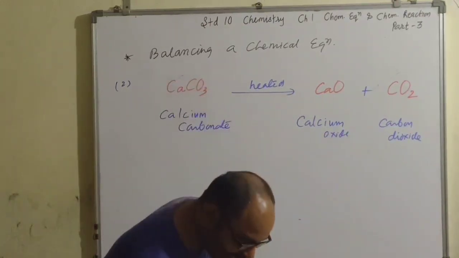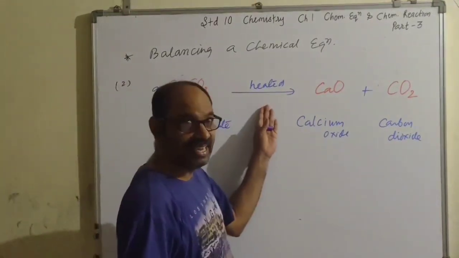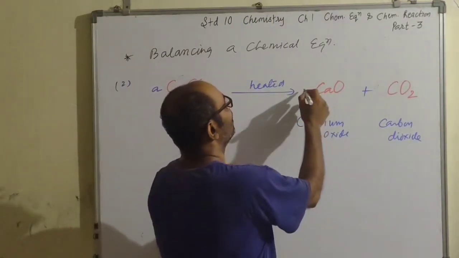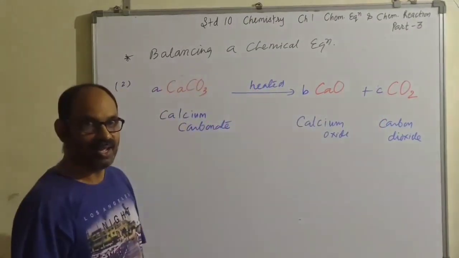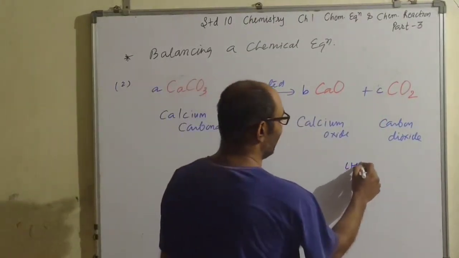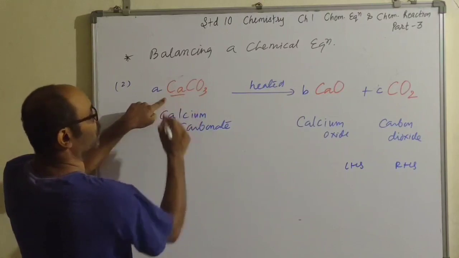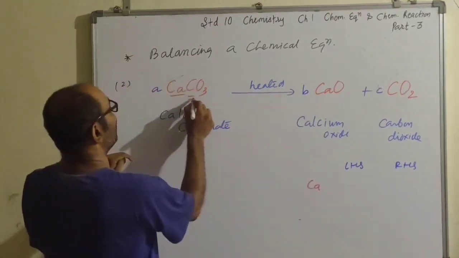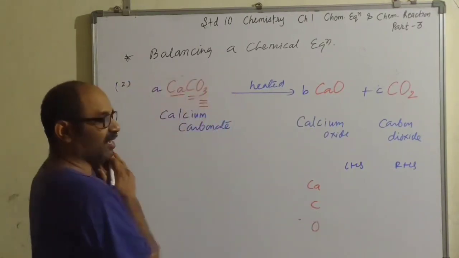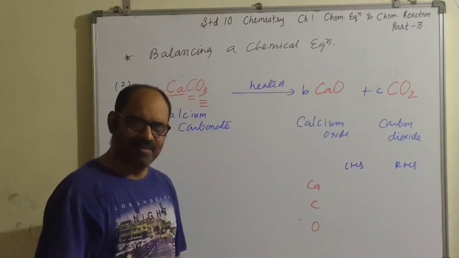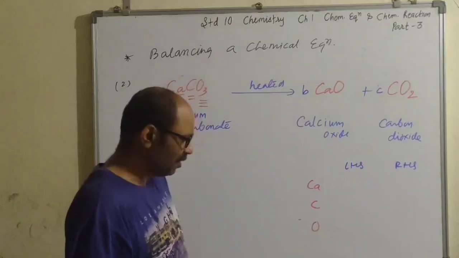Now we have to balance the equation. So I'll say A molecules of calcium carbonate when heated split into two products, giving B molecules of calcium oxide and C molecules of carbon dioxide. Now left hand side, right hand side. Let's see the elements on the left hand side. The first one is calcium, the second is carbon, the third is oxygen. That's it. These are the three elements. The right hand side also has the same elements.